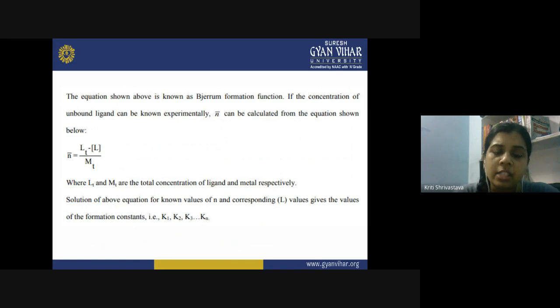So this type of method, the Jerem method, is very important for those complexes which can exist in different compositions. For all those different compositions, you can get an average number of ligand bound, that is n bar, and also you can calculate different stepwise stability constants here. So this is one of the advantages of the Jerem method.